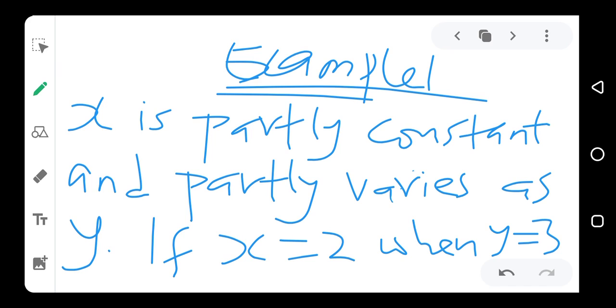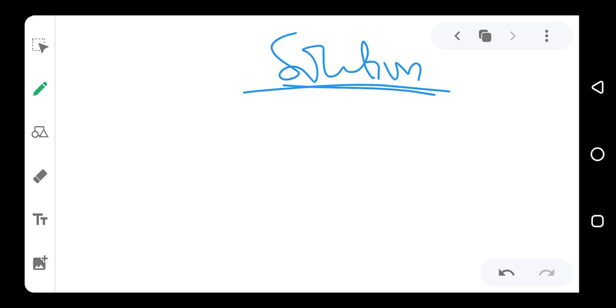X is partly constant. Now, in solving this, saying that x is partly constant, for that statement, we just say that x is equal to the constant. So we can call the constant anything. Let's call the constant a. So x is equal to a. Here we know that a is a constant. You can call it k, you can call it c, you can call it another thing.